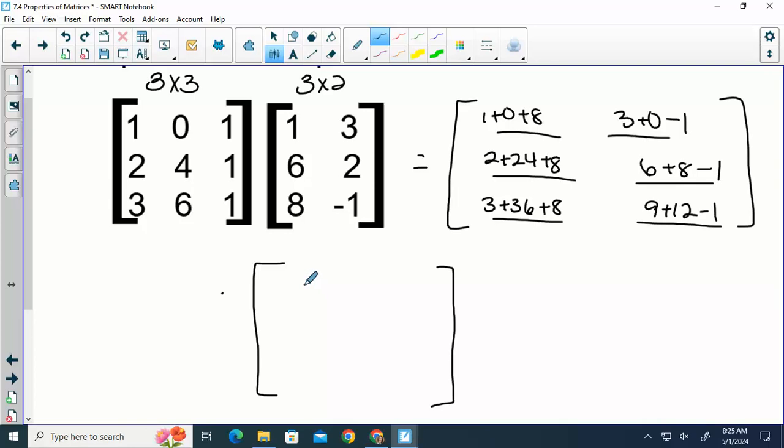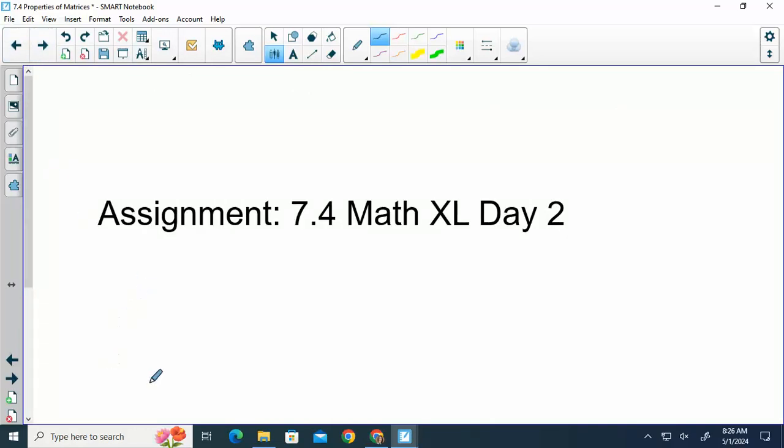So row 1, did you get 9, 2? Yep. And row 2, 34, 13. Yep. And row 3, 47, 20. And 48. Do we need to go over this anymore? Do you guys understand what you're doing? Yes.